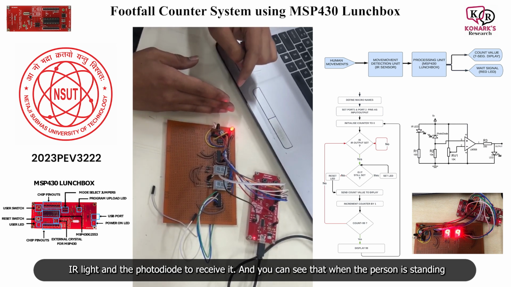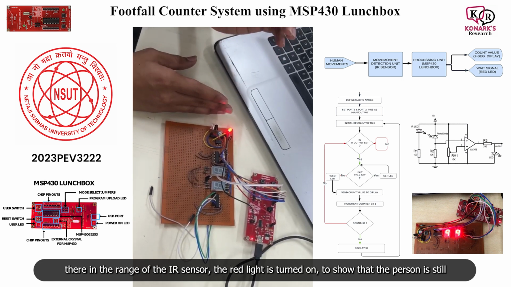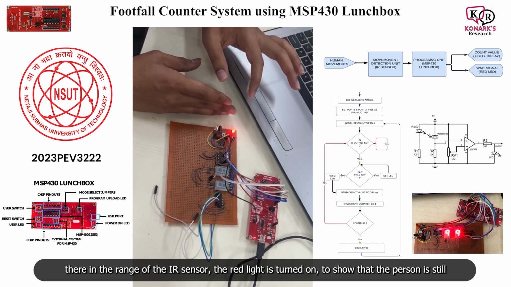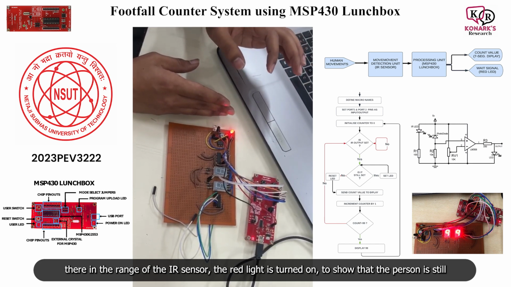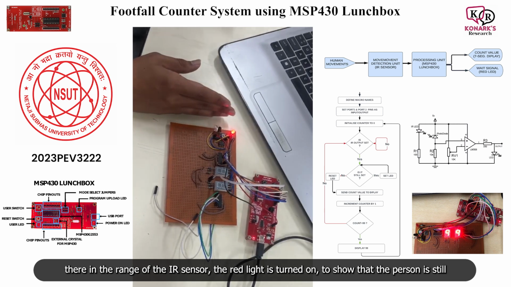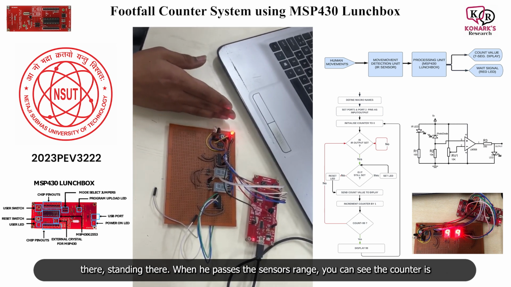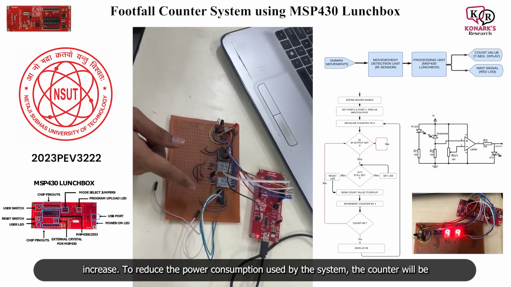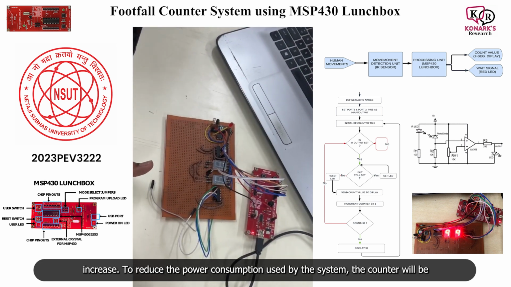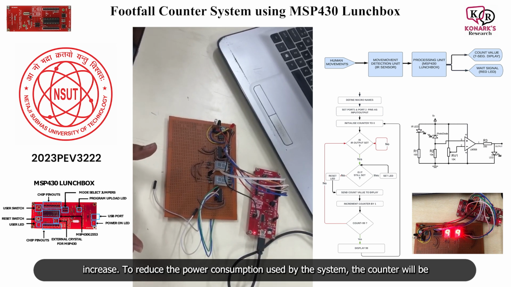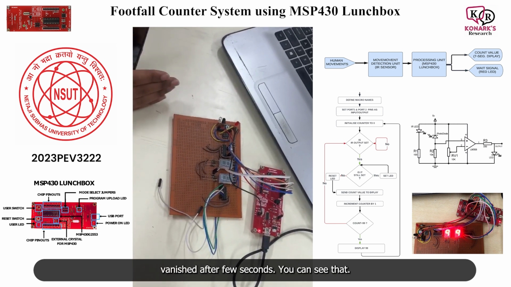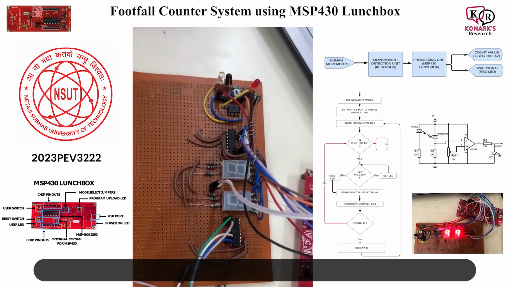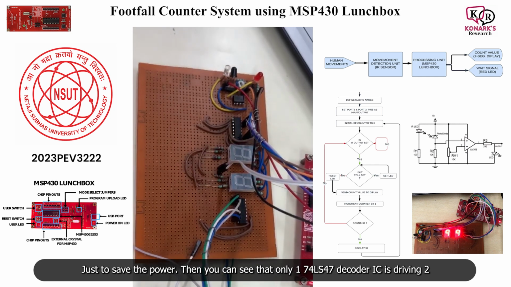And you can see that when the person is standing there in the range of the IR sensor, the red light is turned on to show that the person is still standing there. When he passes the sensor's range, you can see the counter is increased. To reduce the power consumption of the system, the counter will vanish after a few seconds. You can see that. Just to save the power.